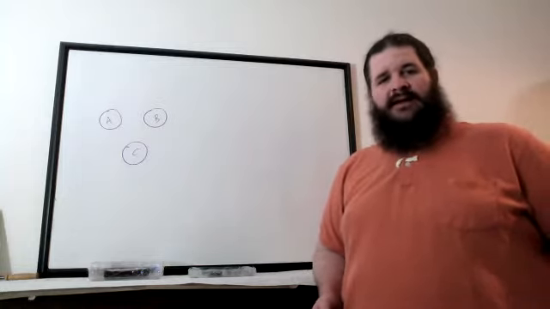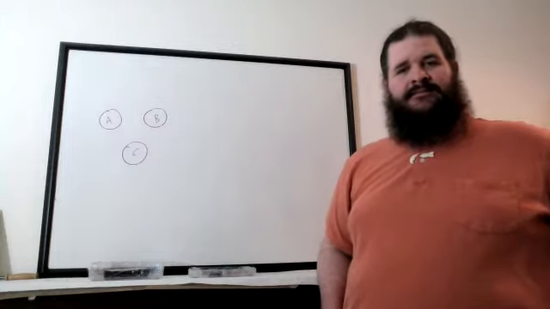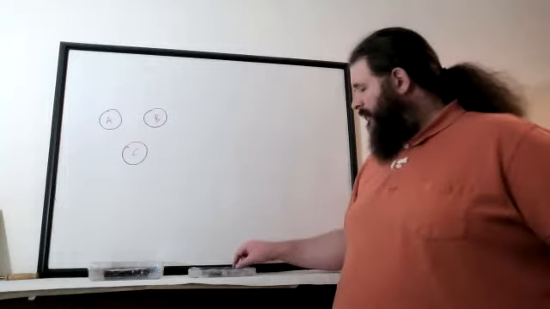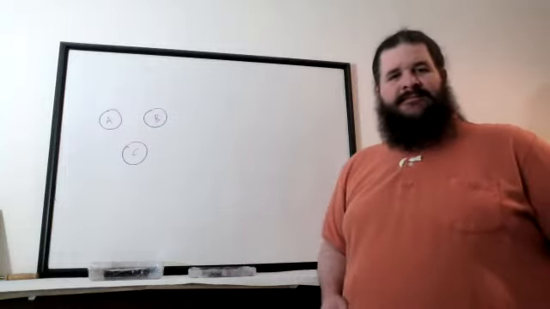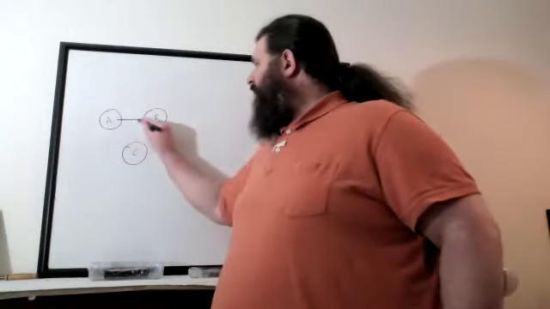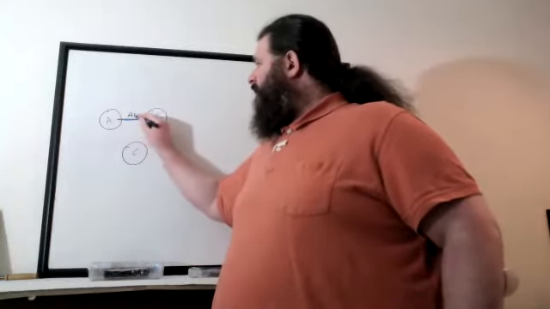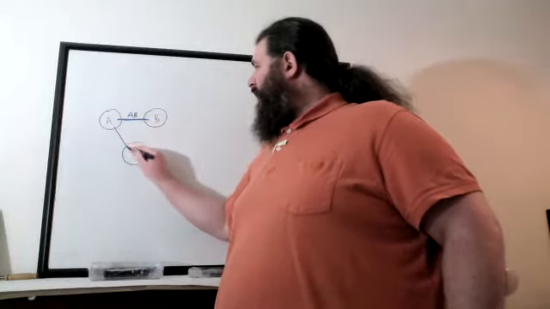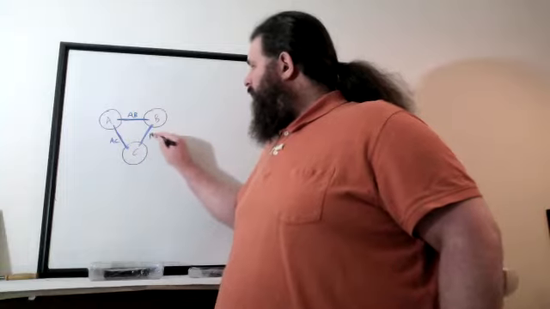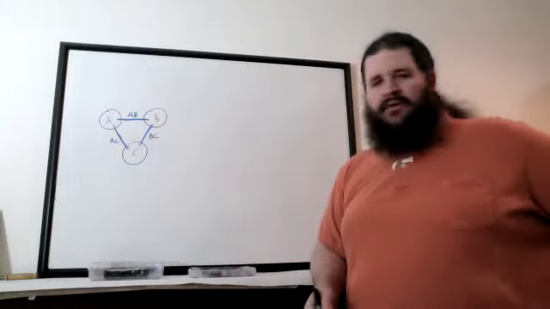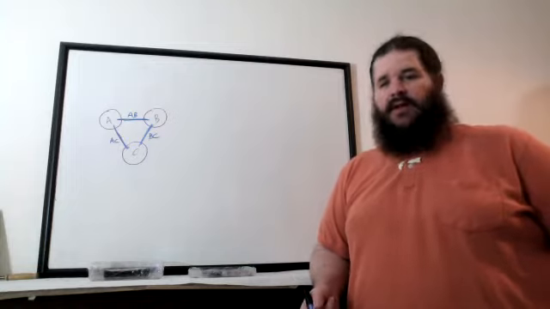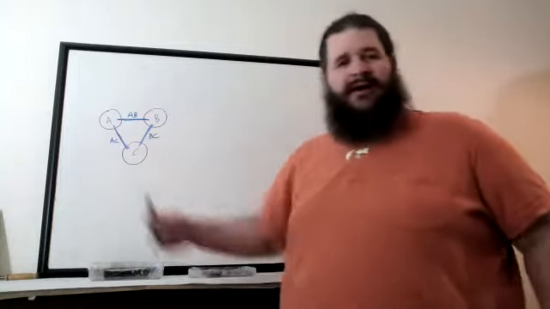How many bonds are we looking at here? How many pairings are possible here? 3. Yeah, we've got a bond between A and B. We've got an AB bond, we've got an AC bond, and we've got a BC bond. If you want to shatter this cluster of atoms, if you want to turn the whole thing into a vapor, you'd have to break all 3 of those bonds.